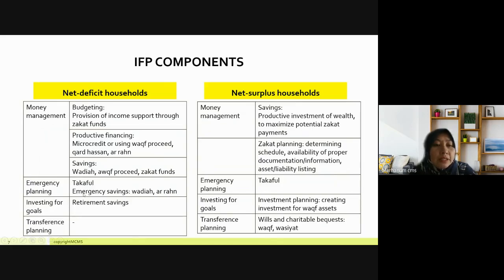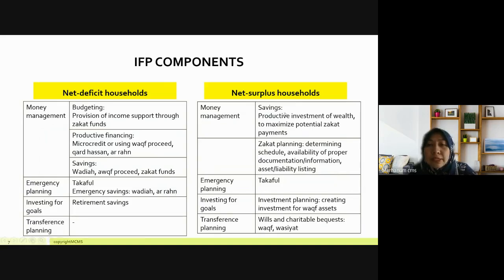Okay, and then their emergency saving is wadiah. Wadiah is a normal saving account, and also ar-rahnu. Okay, ar-rahnu is Islamic pawnbroking. They have jewelries, they want to have money, so they just approach a pawnbroker and get a small amount of money, based on the value of the jewelleries.